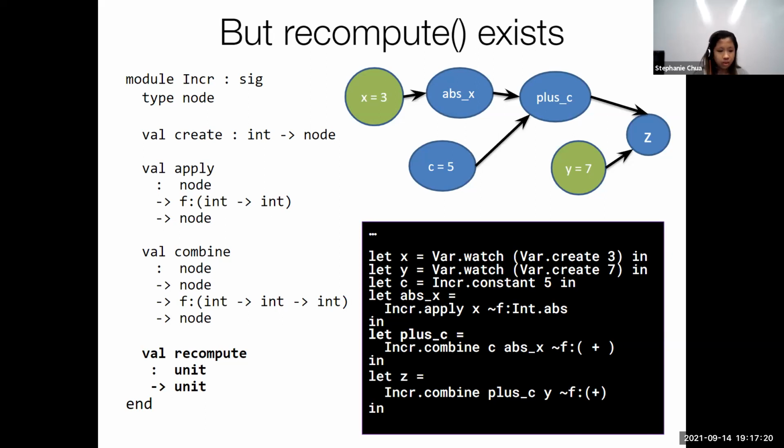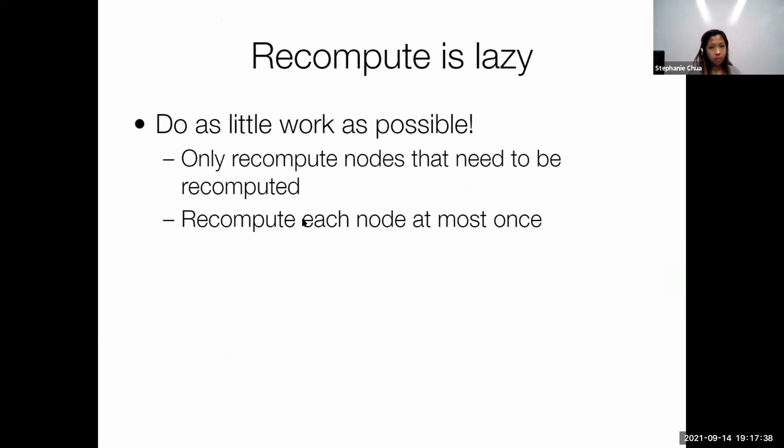Yep. So we did this for efficiency. As we mentioned earlier, using incremental already has overhead in tracking everything. So we want to try and minimize the cost of using incremental as much as possible. And so we call recompute lazy. With lazy, what we mean is we want to do as little work as possible. We will only recompute the nodes that need to be recomputed, and we only recompute each node at most once.